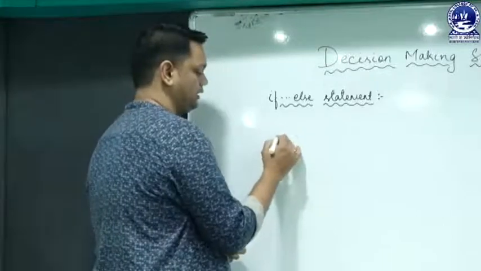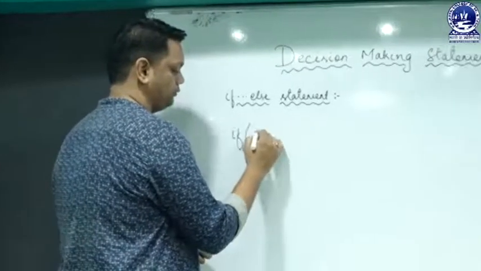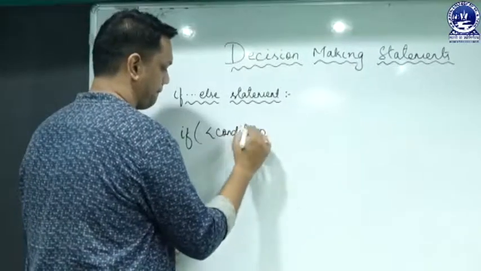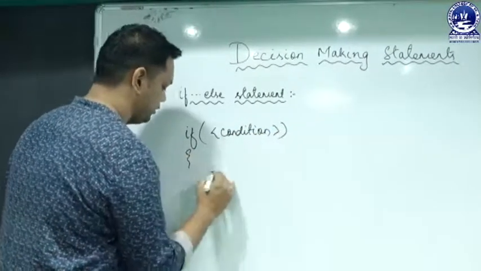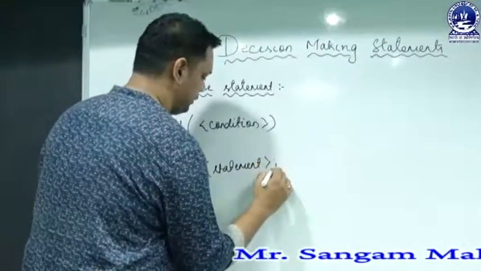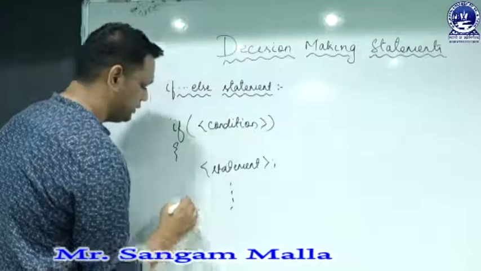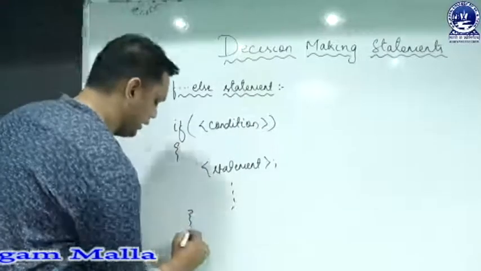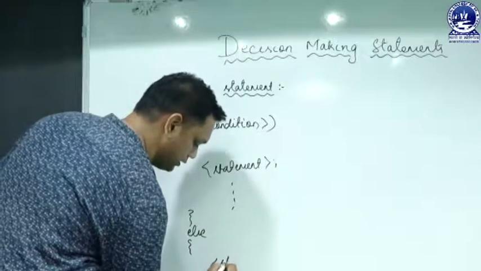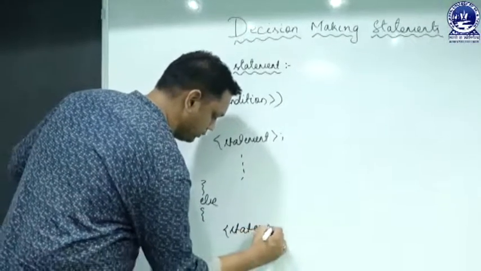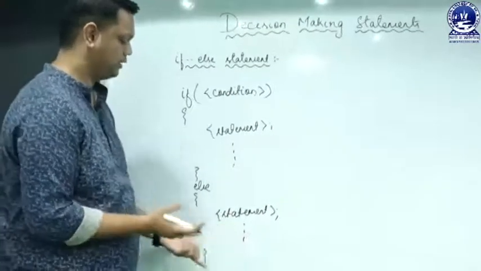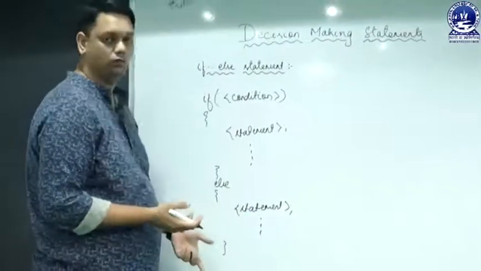So what is the syntax? If, and in brackets we write a condition. Then there can be a single statement or multiple statements in the if block. Then again we will write else and some statements within the else block. We can have a single statement or a number of statements in the else block also.